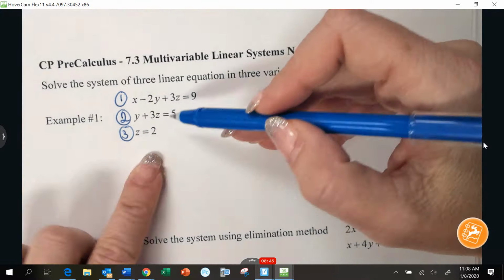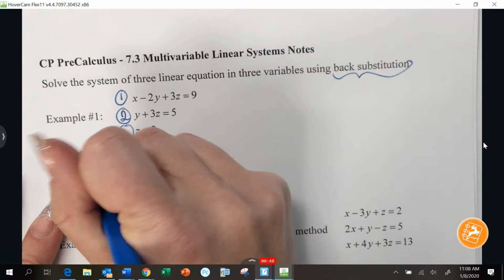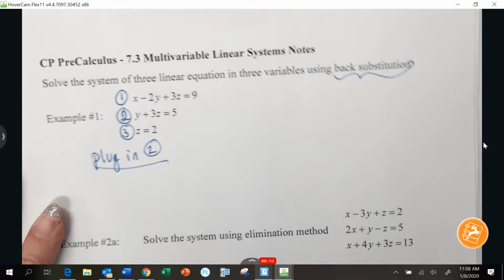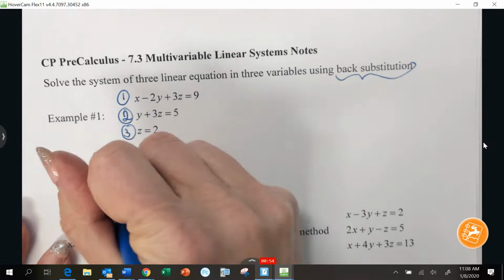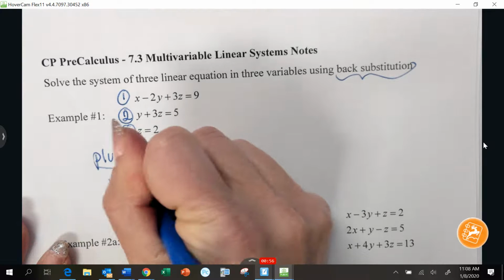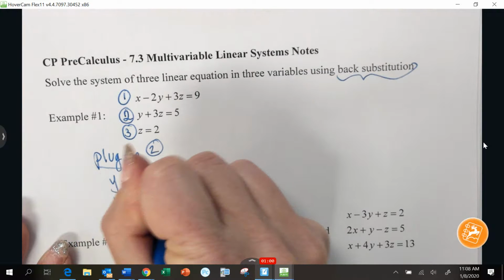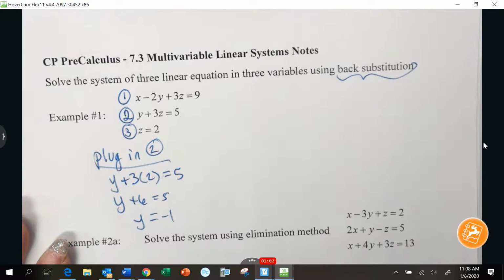I can plug it into 2. So I'm plugging it into equation 2. So we'll have y plus 3 times 2 equals 5. So y is negative 1.